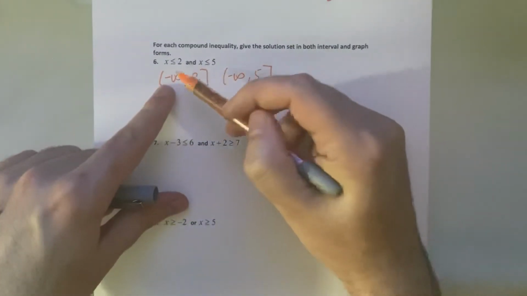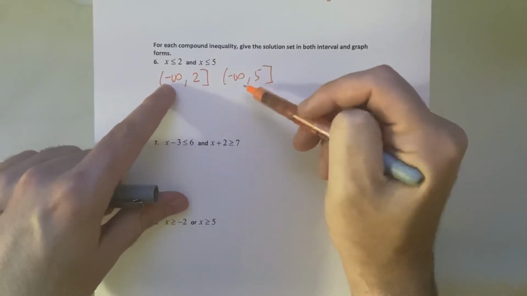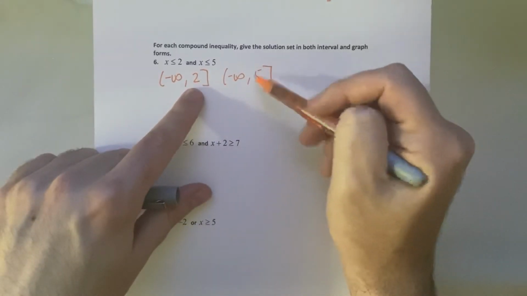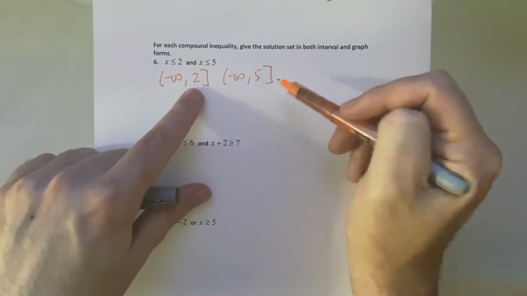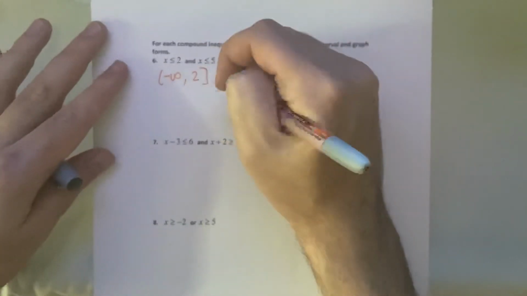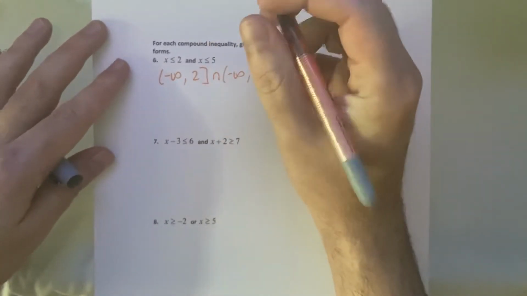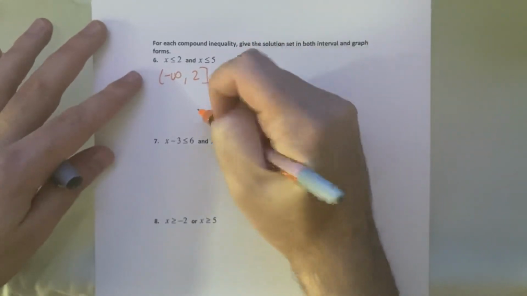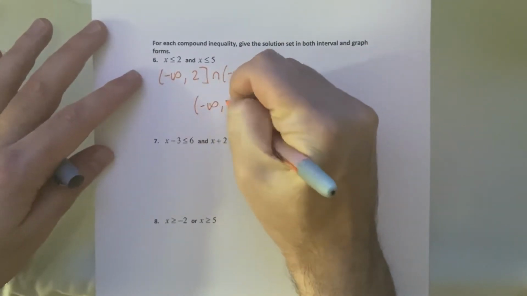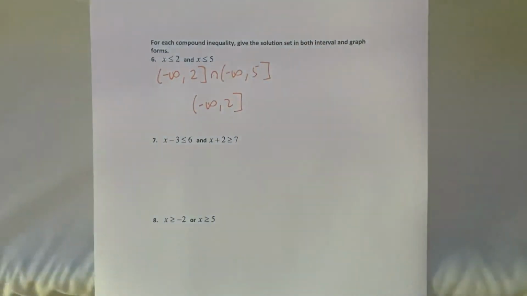We know anything from negative infinity to 2 is in both. However, from 2 to 5 is only in the second set, so it's not in both, so we don't include it. So the intersection of these two, which is a little more clear from the number line, is negative infinity to 2. Generally, the intersection always gets smaller or the same size as the smallest one.